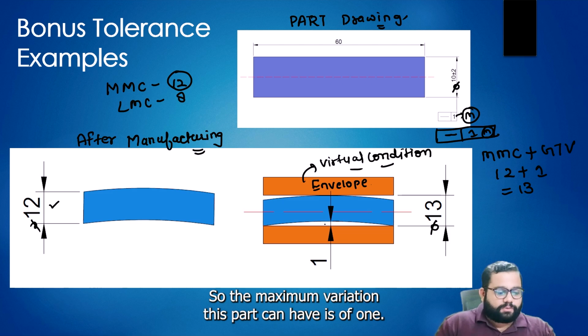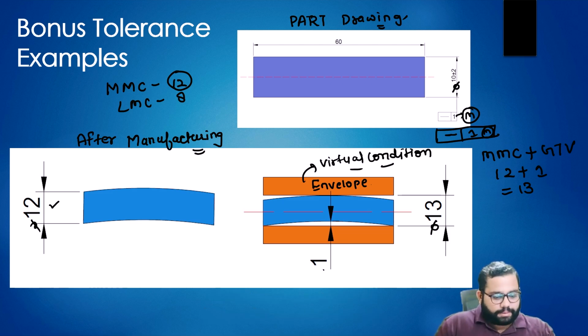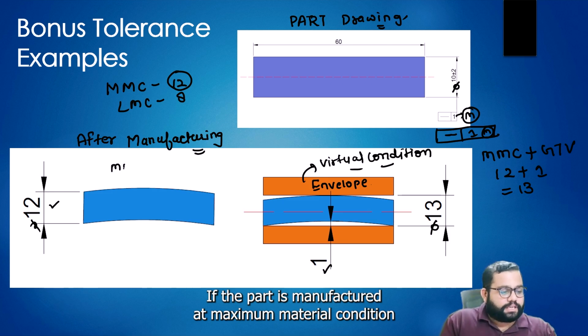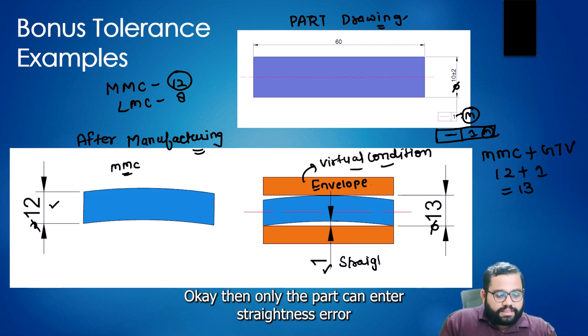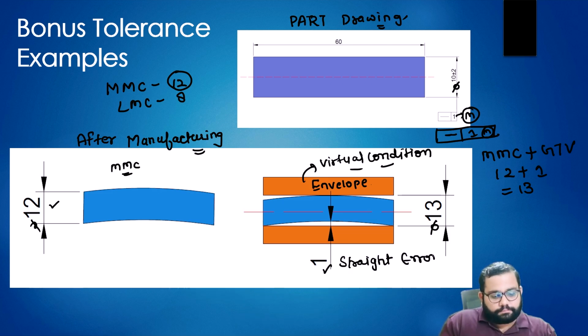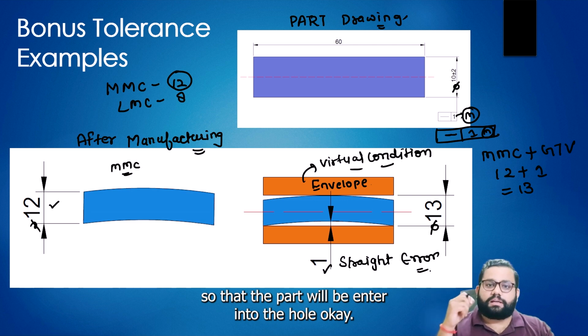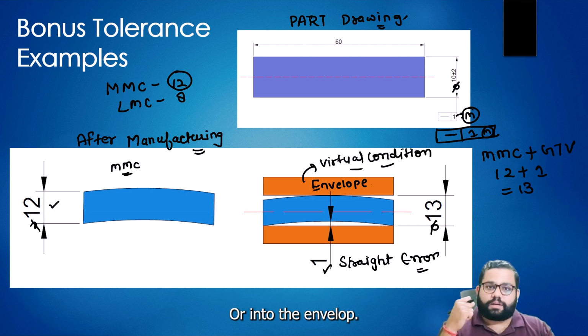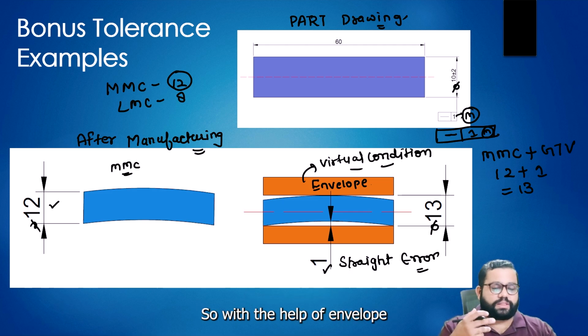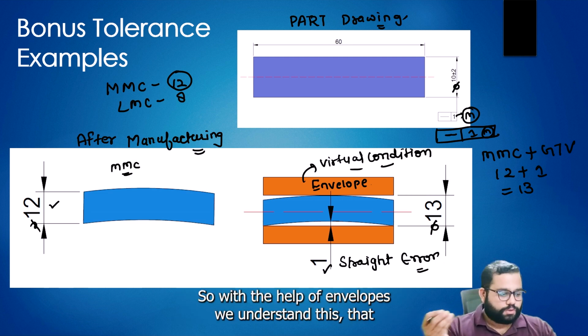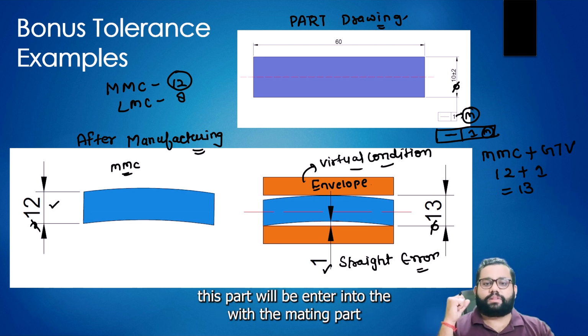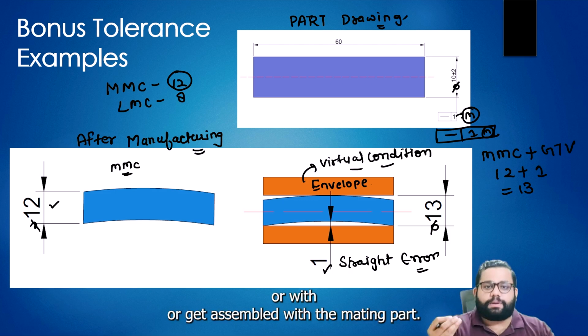So the maximum variation this part can have is 1 mm. If the part is manufactured at maximum material condition, then the maximum straightness error it can have is 1 mm. Only then will the part enter into the hole, or into the envelope. In this condition, this is the virtual condition. So with the help of the envelope, we understand whether this part will enter the mating part or get assembled with the mating part.